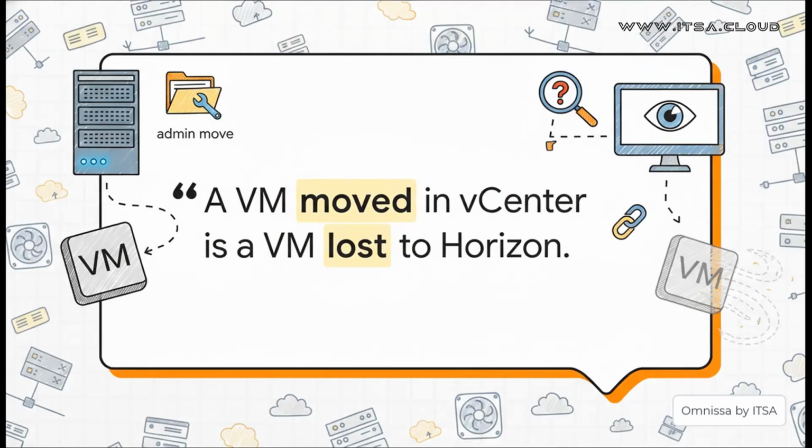And this quote, man, it just says it all, doesn't it? Let's say a well-meaning admin decides to clean things up and moves a VM into a different folder in vCenter. To them, it's just organization. But to Horizon, that VM might as well have vanished into thin air. Horizon is looking for it in a very specific place. And when it's not there, that VM becomes a ghost, an orphan that Horizon can't manage anymore.